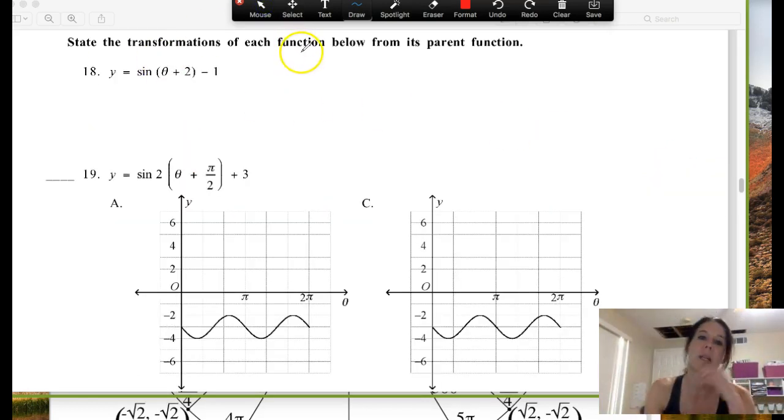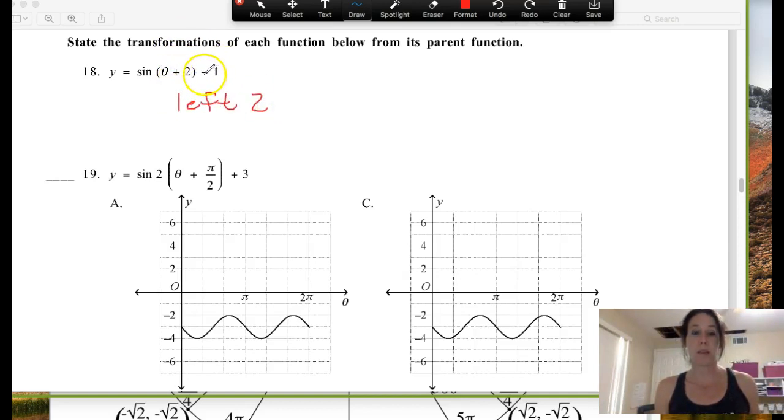Okay, state the transformation of each function below from its parent function. Now transformations with sine, cosine, tangent curves, etc. is the same as it was with our quadratics. It's the same deal, okay? Inside with the x or the theta is opposite. Outside is the y, it's straightforward. So this would mean left 2, and then this would mean down 1. Okay, opposite with the x, straightforward with the y.